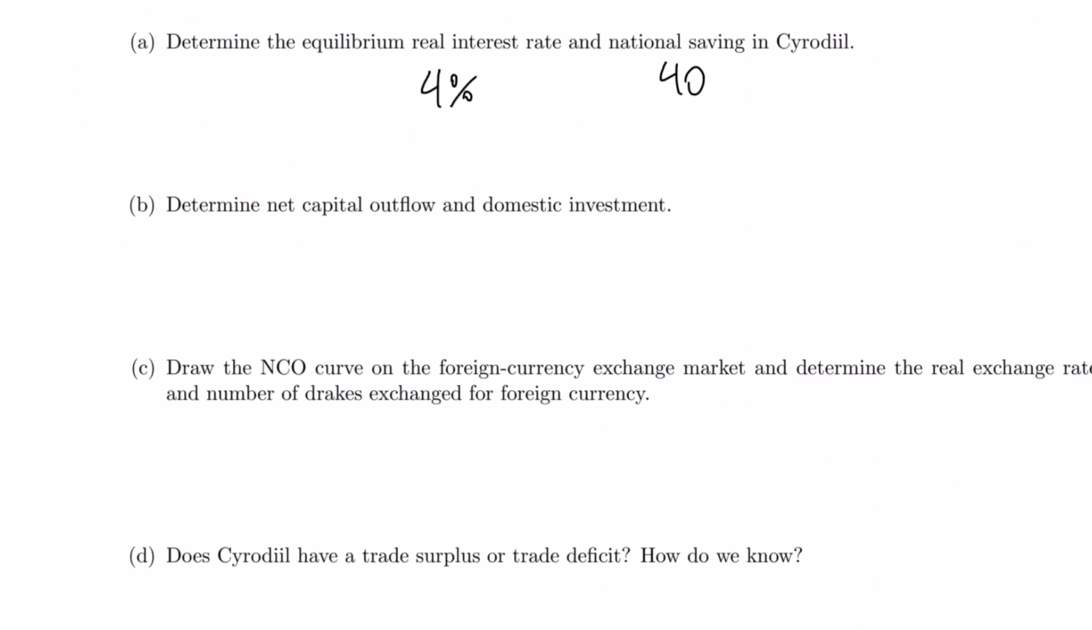Now that we know that net capital outflow is 10, we can figure out domestic investment. Remember that national saving equals investment plus net capital outflow. We already know that national saving is 40 from the previous question, and since we just figured out that NCO is 10, that tells us that domestic investment must be 30.